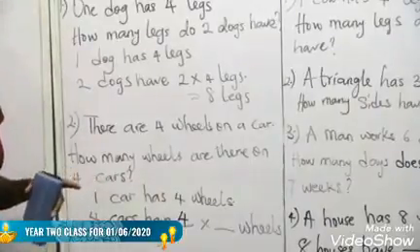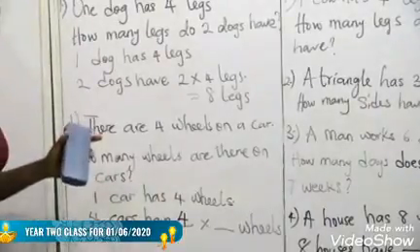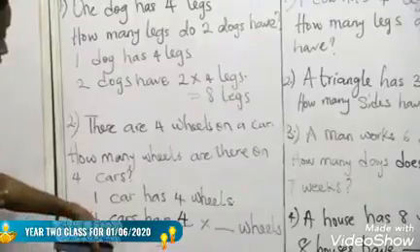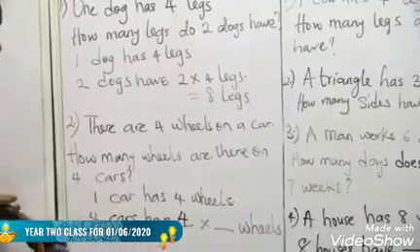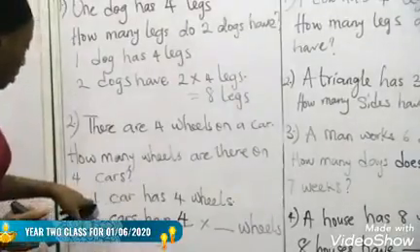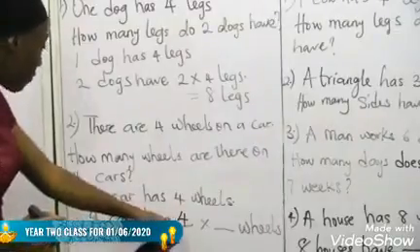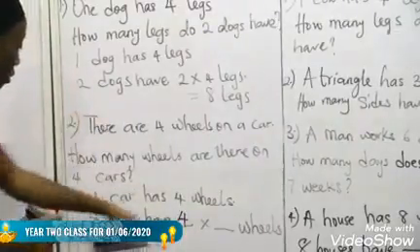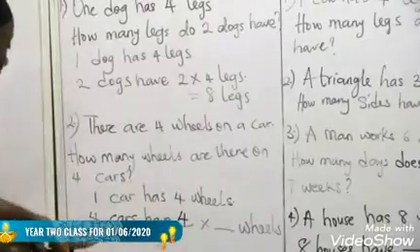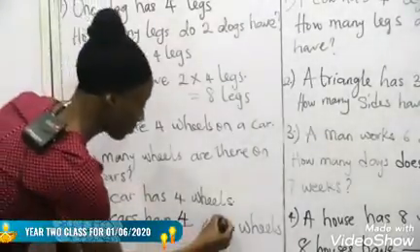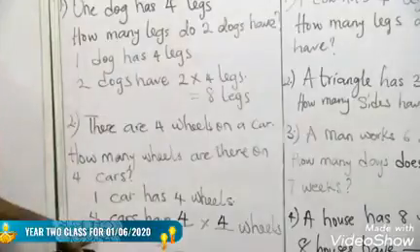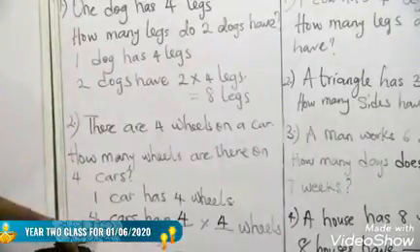One car has 4 wheels, right? Now, if they say 4 cars, we should check how many wheels 4 cars have. You just say 1 times 4, 4 wheels in that one car, times 4 cars. Hope you understand. No, you don't understand.